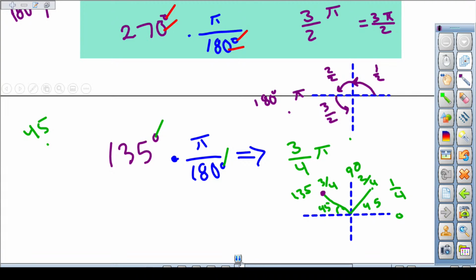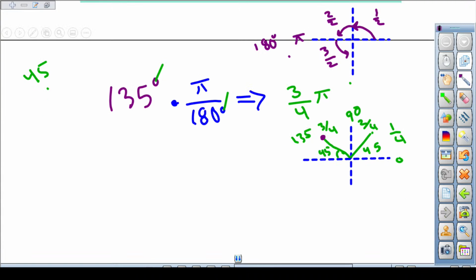All right, champions. Based on what I just said, can you find me 225 in pi radians?